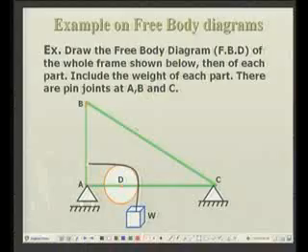Let us take up another interesting example, a complete system. Suppose here is a triangular frame A, B, C. A is a roller jointed support, whereas C is a simple support, pin jointed or simple support. At point B, the contact between the two rods is through a pin.